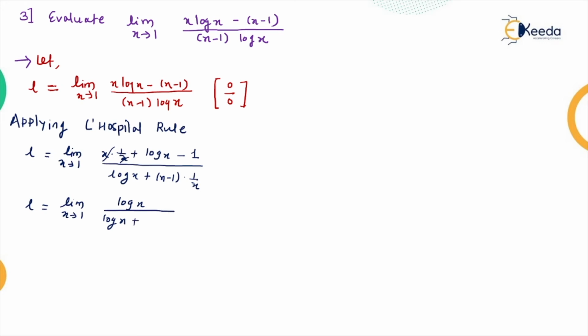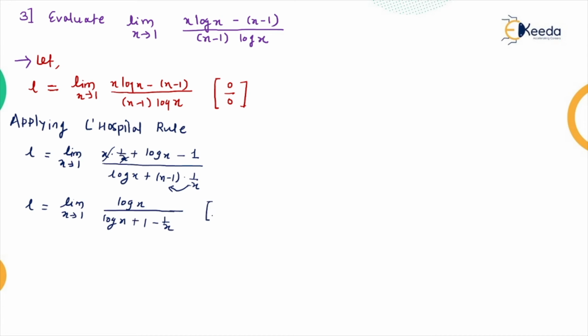plus, I'm simplifying this by multiplying 1 by x in this bracket, so it becomes x upon x, which is 1, minus 1 by x. Because of that, it is very easy to take the derivative, guys, so that's why I'm multiplying this 1 by x in this bracket. Again, check: log x, with x replaced by 1, log 1 will be 0, divided by the denominator.